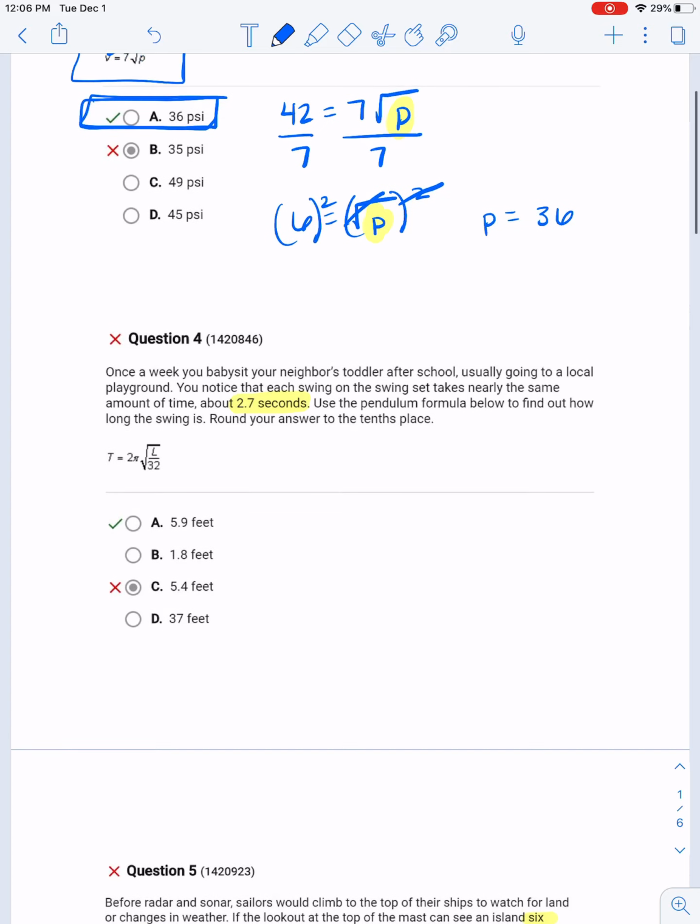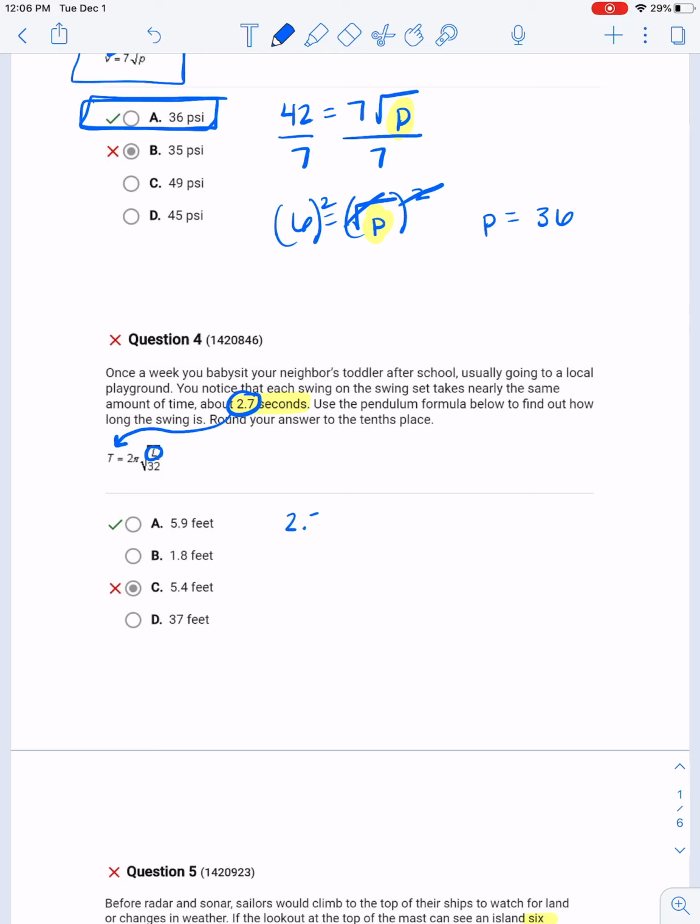Once a week you babysit your neighbor's toddler after school, usually going to a local playground. You notice that each swing on the swing set takes nearly the same amount of time, about 2.7 seconds. Use the pendulum formula below to find out how long the swing is. Round your answer to the nearest tenths. So this 2.7 seconds, we plug in for the time, okay? And then we're going to try to look for the length of the swing based on the time, the amount of time it takes for one full swing.